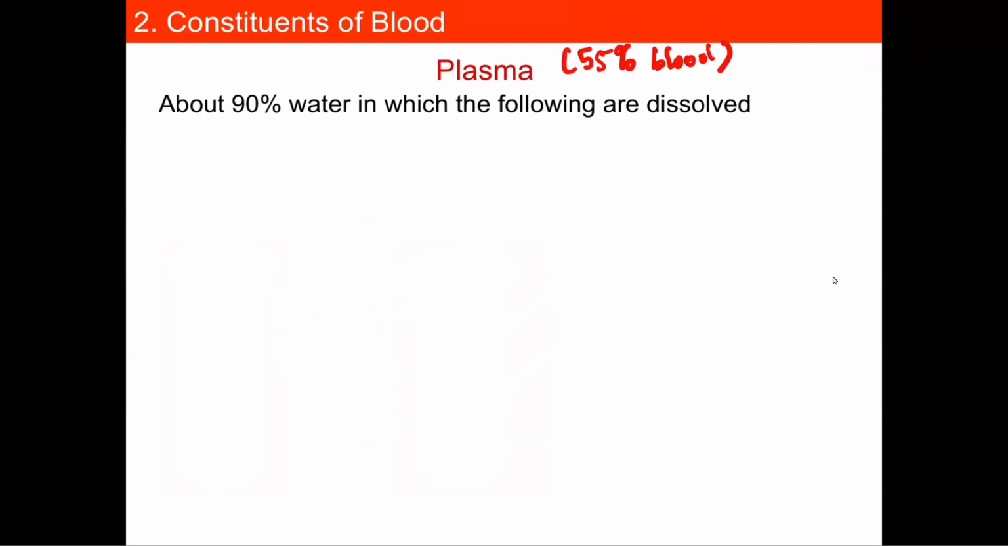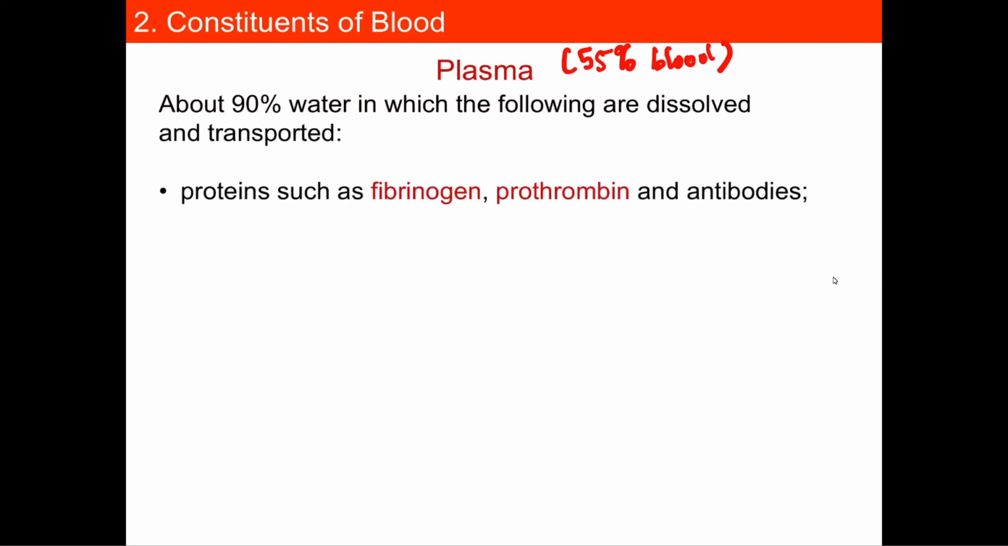It is made of 90% water, in which the following are dissolved. These are the things that are found inside your plasma. Proteins such as fibrinogen, prothrombin, and antibodies. Now what are fibrinogen and prothrombin? These are what we call blood clotting proteins. These proteins are actually involved in your blood clotting process, how your blood clots.